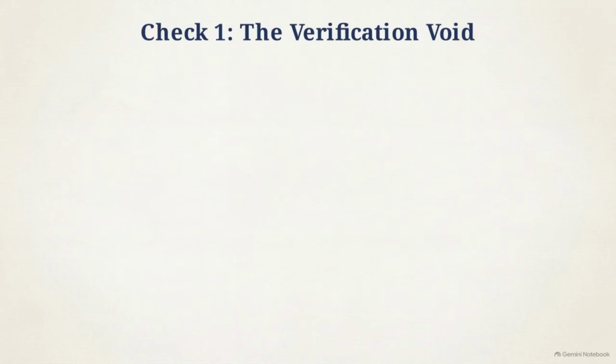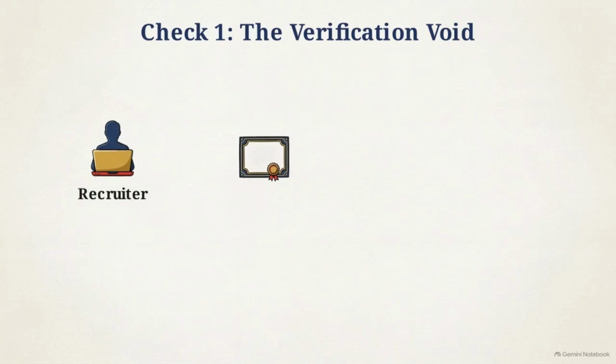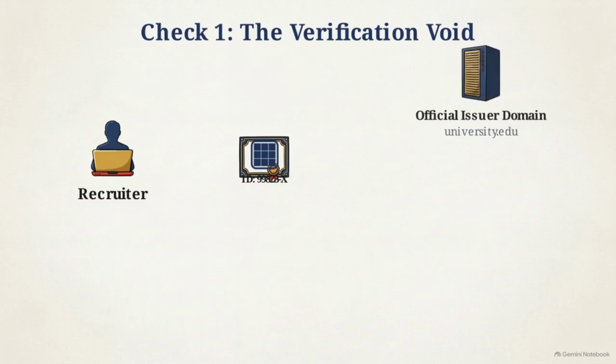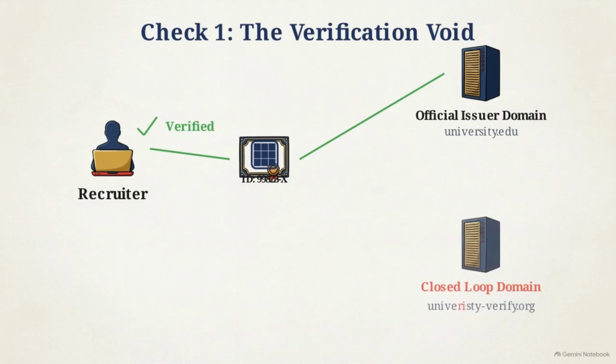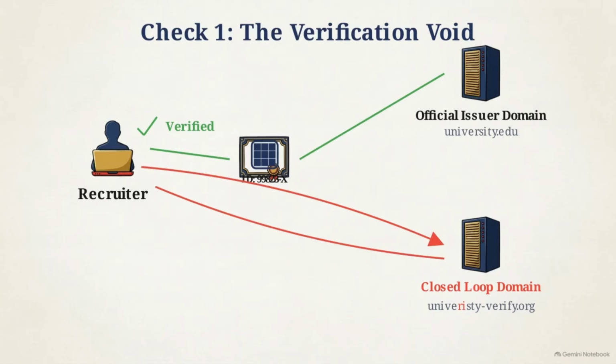This workflow diagram shows our first check, the verification void. A legitimate certificate functions as a secure entry point into an authentication protocol. Scanning the QR code or querying a credential ID initiates a ping to the issuer's official domain to confirm the record exists. Scammers, lacking this infrastructure, build a closed loop. They provide static images or route links to typo-squatted domains designed to mimic a legitimate verification page.